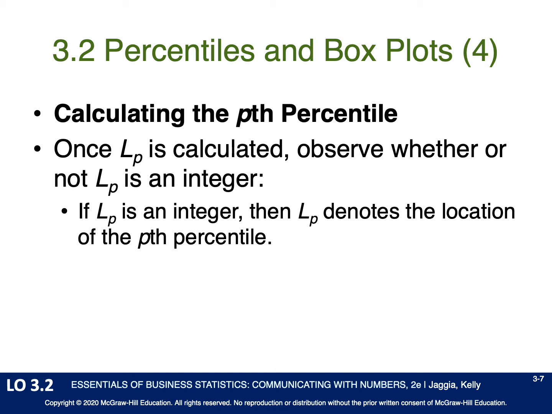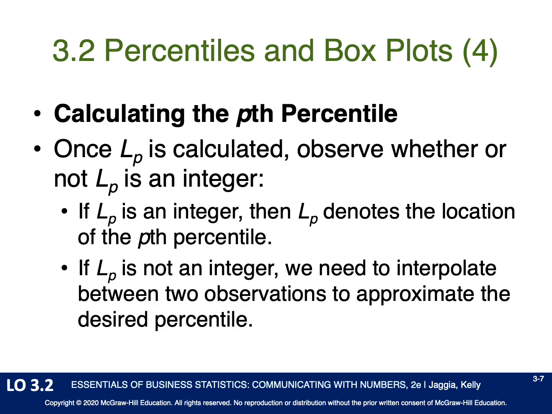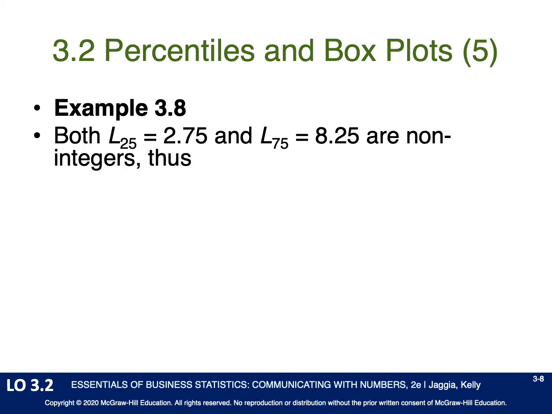But of course, that didn't happen for either our 25th or our 75th percentile. So instead, we have to calculate that distance between the two observations. Remember, the 25th percentile was at location 2.75, so that was 75% of the way between the second and third observation. And then the 75th percentile was 8.25, so that's 25% of the way between the 8th and 9th observation.